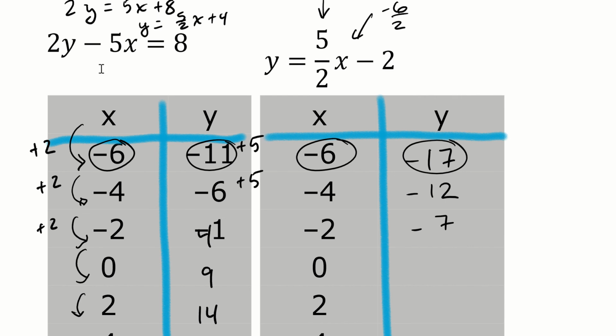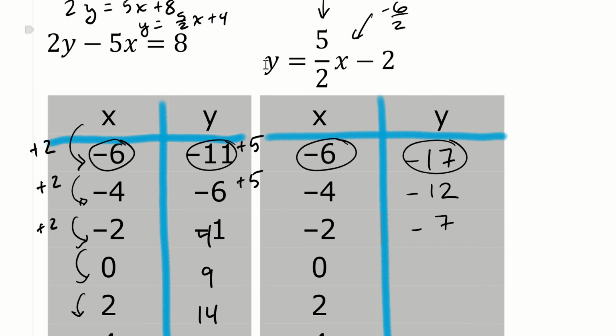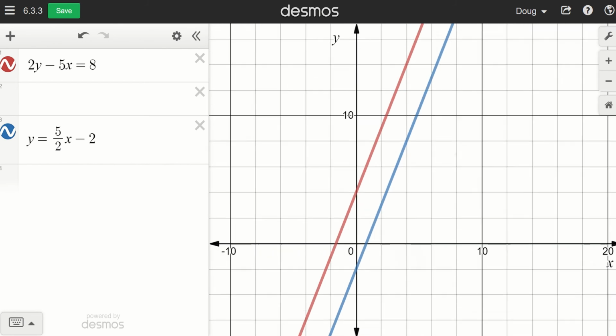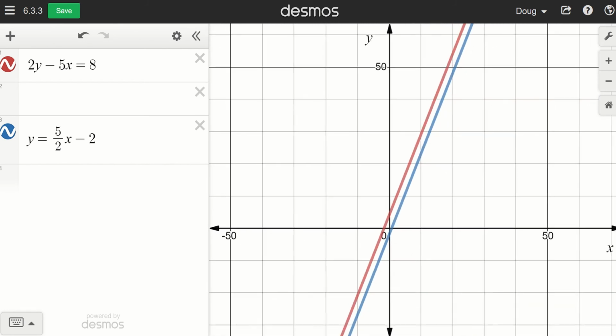So we're going to grab this: 2y minus 5x is equal to 8. There it is. And the other equation, I think, let me double check, is y equals 5 halves x minus 2. So when I look at these, they clearly have different y-intercepts, and they have identical slopes.